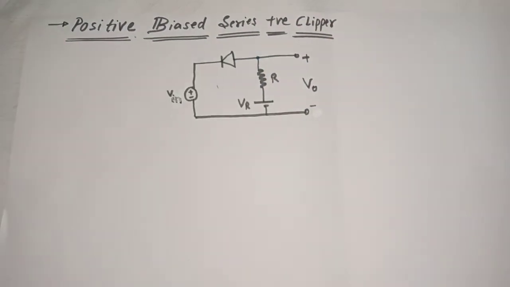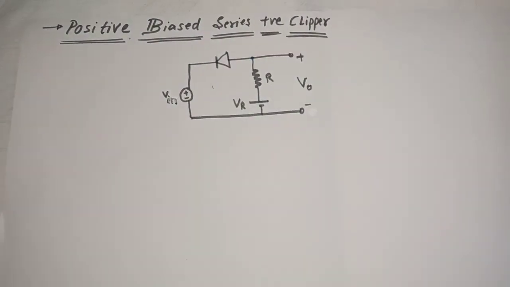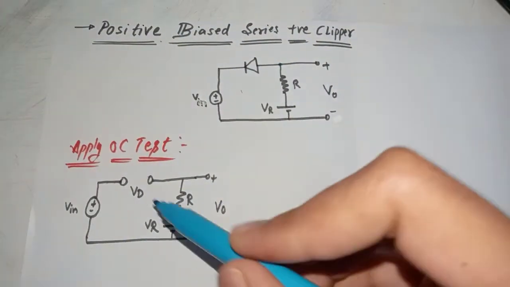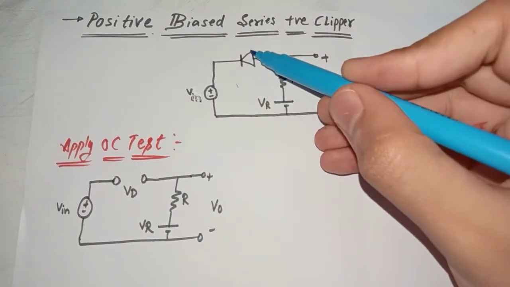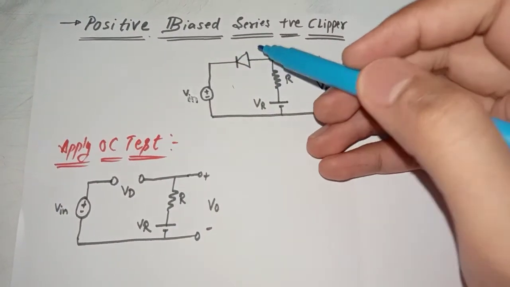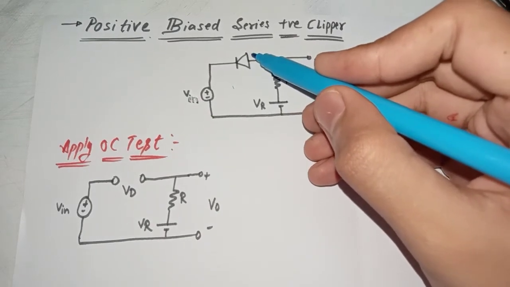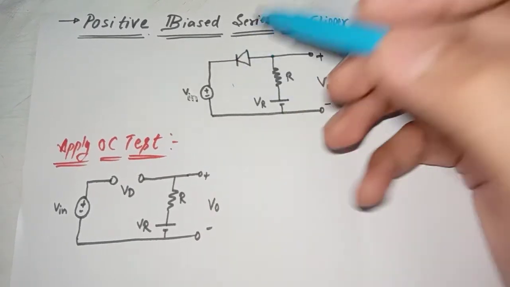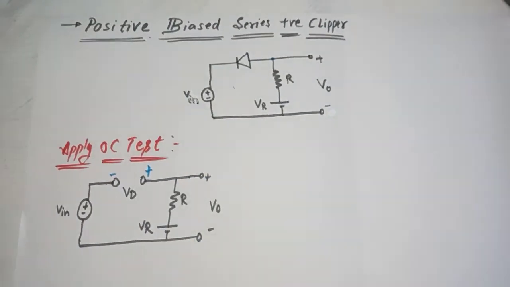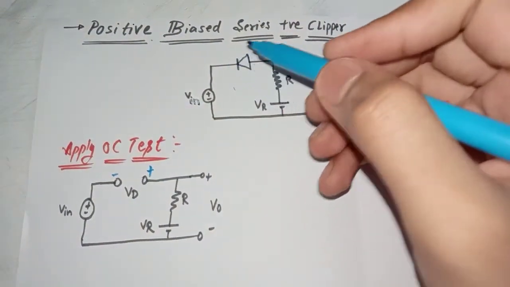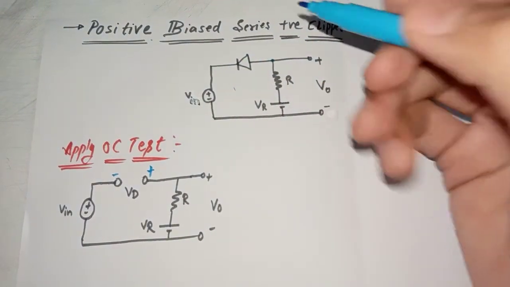Now let's analyze this circuit, right? By applying the open circuit test, we open circuit the diode. Now see, this is the P side of the diode and this is the N side, and I told you that in a diode current always flows from the anode to the cathode, right? So this will be the higher potential and this will be the lower potential, right? Current can never flow in the reverse direction, that is from the N side to the P side.